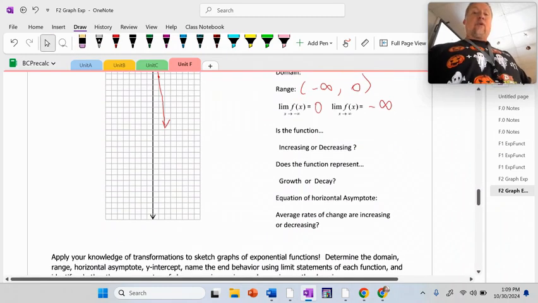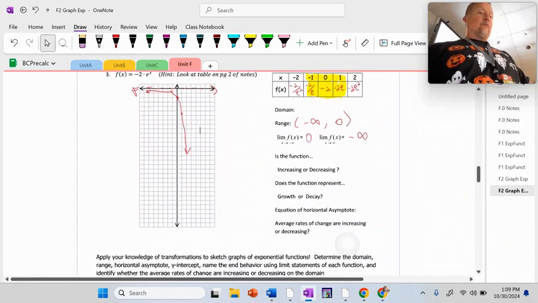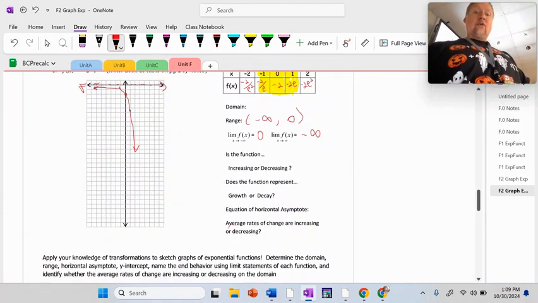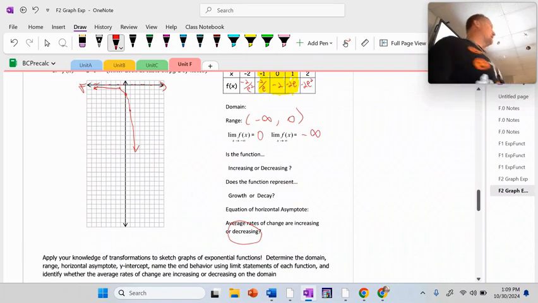But we at least know what kind of rate it's doing. Is it increasing or decreasing? What's the rate of change doing? That's a no doubter. Okay, it's decreasing because it's getting more negative, those slopes of the tangent line.